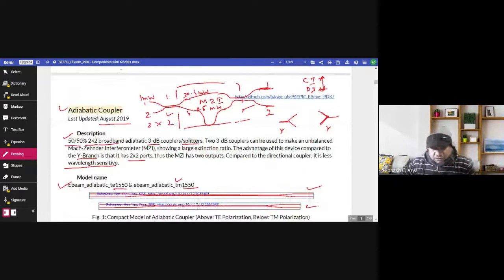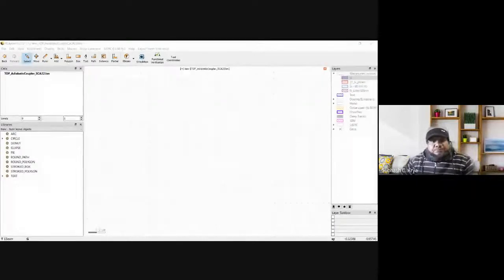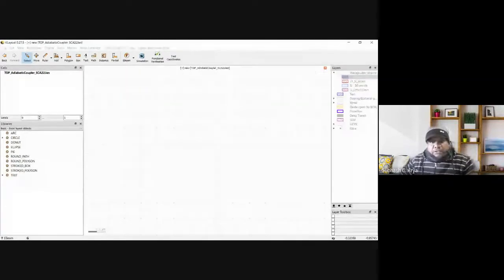So we will open our KLayout and switch the screen, window sharing, KLayout. Here you are. So you can see KLayout. Let me check. Yeah, I hope it is visible.